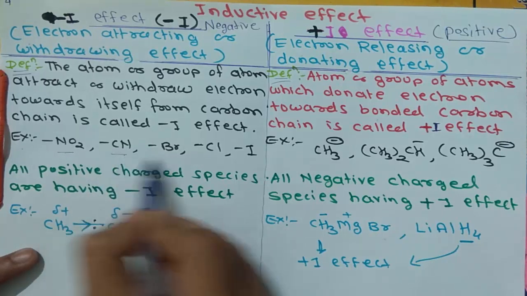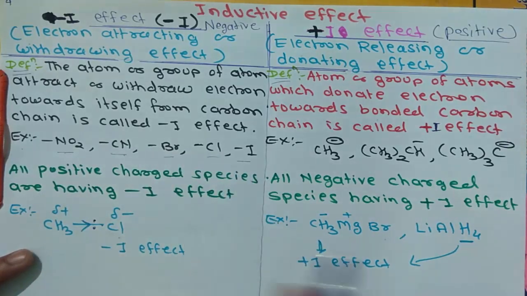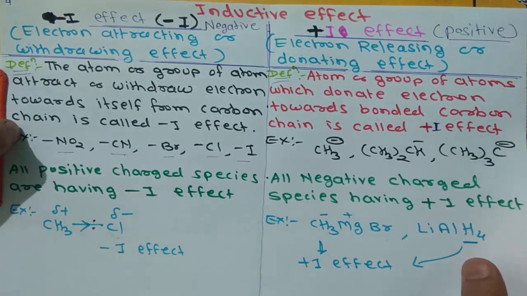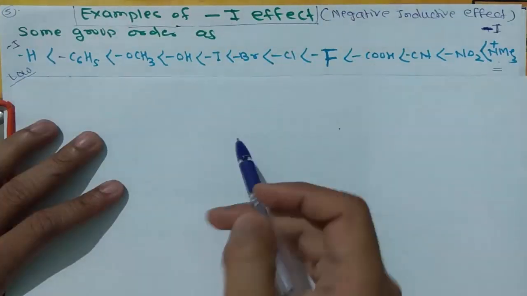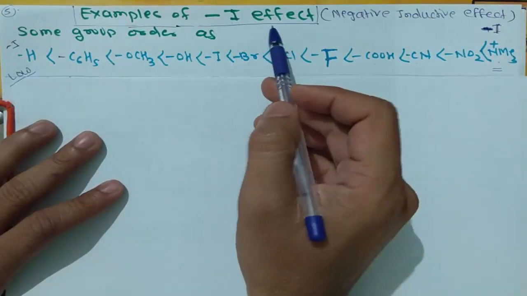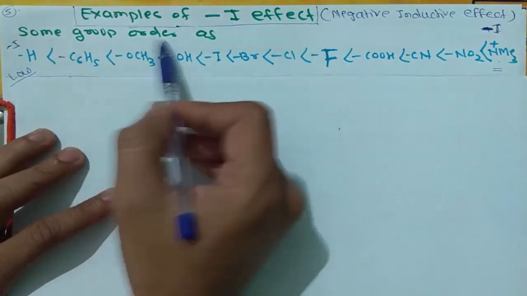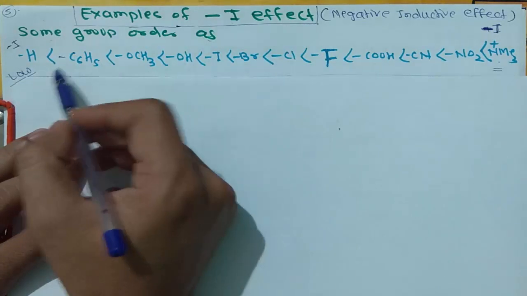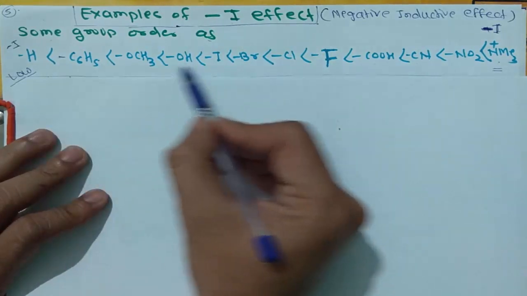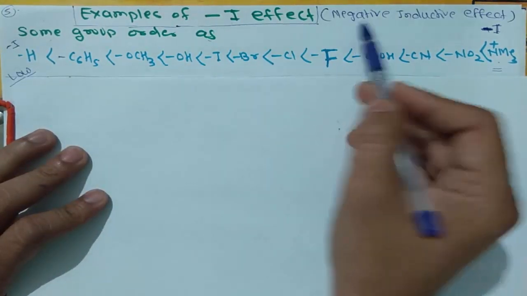NO2, cyanide, bromine, chlorine, all these are examples of the negative inductive effect. Then we can take a different example of the negative inductive effect, that is the minus I effect. Here there are some group orders as follows. Here we can write the increasing order of the functional groups of the negative inductive effect.